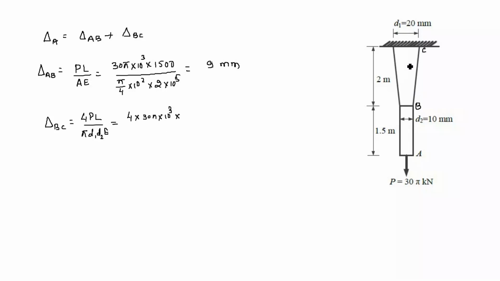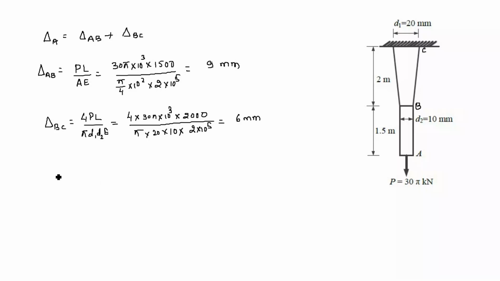Length of the tapered rod is 2 meter, that is 2000 millimeter, 2000 divided by pi into D1. So D1 is 20 mm and D2 is 10 mm, into E, which is 2 into 10 to the power 5 as given in the question. So when we solve this, we will get this deflection as 6 mm.